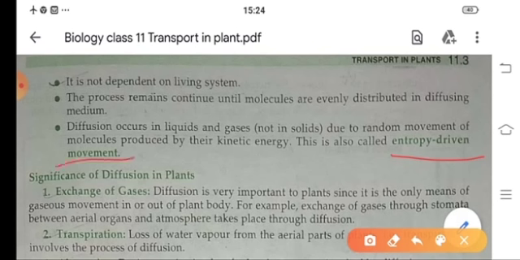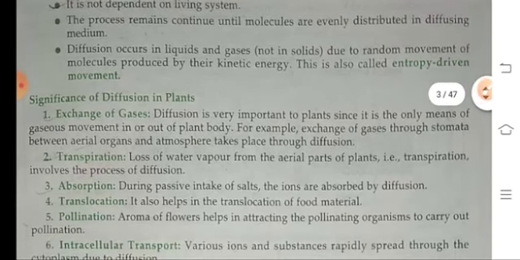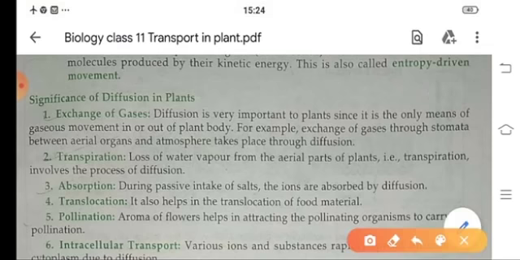So what is the significance of this diffusion to plants? Why is this diffusion used? Because diffusion is a process in which exchange of gases takes place. So it is very important for the plant. It means that whatever gaseous movement is there in the plant body, it is done by diffusion. You know that carbon dioxide comes inside the plant body, oxygen goes out of the plant body. So this is all done by the diffusion process.